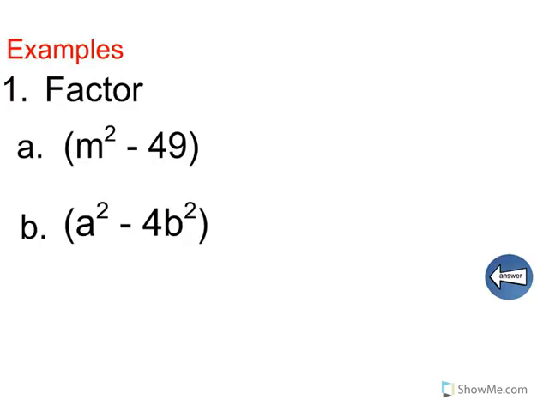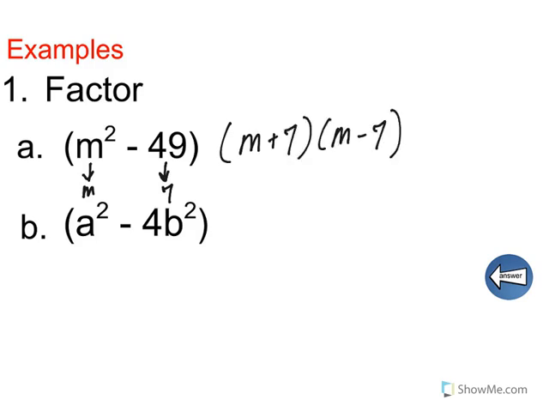If we look at number 1, we see that m squared minus 49 is a difference of squares because m squared is a perfect square and 49 is a perfect square. So in order to factor this, we want to take the square root of m squared, which is m, take the square root of 49, which is 7, and then we write it as m plus 7 and m minus 7. That is going to be our factored binomial. So we take those two square roots, and we write two binomials, one with addition and one with subtraction. And then if you FOIL to check, you should get m squared minus 49.